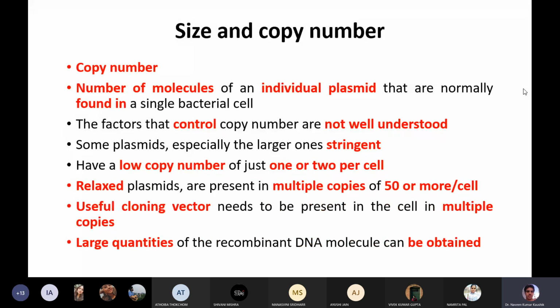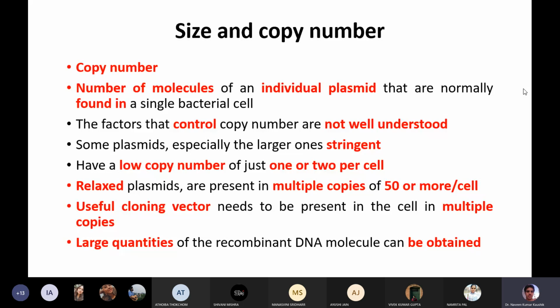A useful cloning vector needs to be present in multiple copies. So now this is a property, but we don't know exactly what factors determine this copy number, whether it is the host or the genome sequence. So while choosing a vector, we choose a vector which has a multiple copy number.